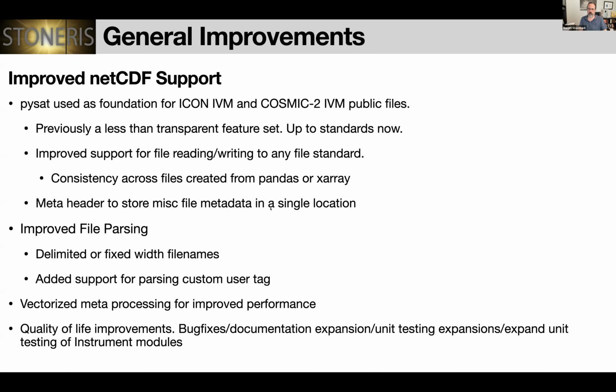PiSat actually needs to know about what files you have on your system to support iteration or downloads. PiSat has a function that will download updated files, so it needs to understand what files you have versus what files are on the server, so it can do comparison and download the new stuff. So I've improved support for parsing delimited or fixed width file names.